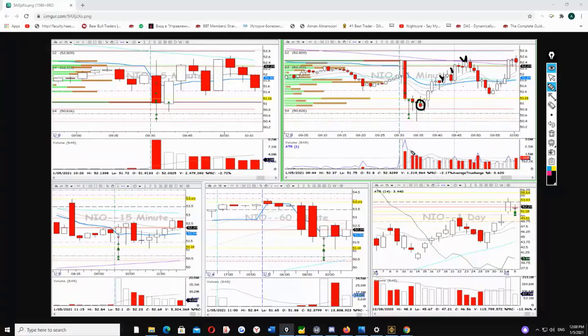That wasn't really good. Could anyone tell me what is the best entry to NIO to the long side, or where should we consider trading it to the long side? 5140 to the long. Let me see. Not really 5140. It didn't give it, actually. It didn't give us any good signal to enter to the long side. But where would it have been really interesting to trade it to the long side?